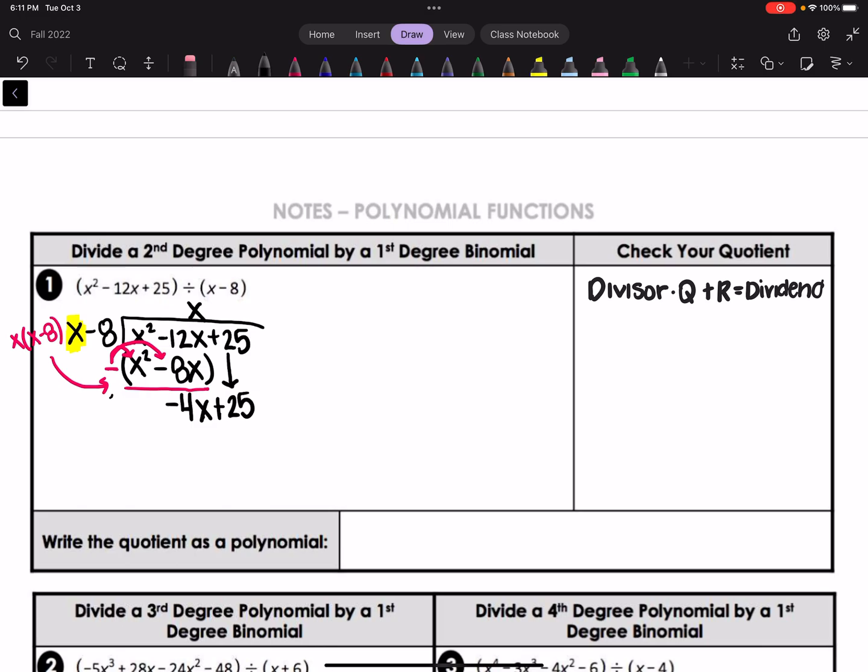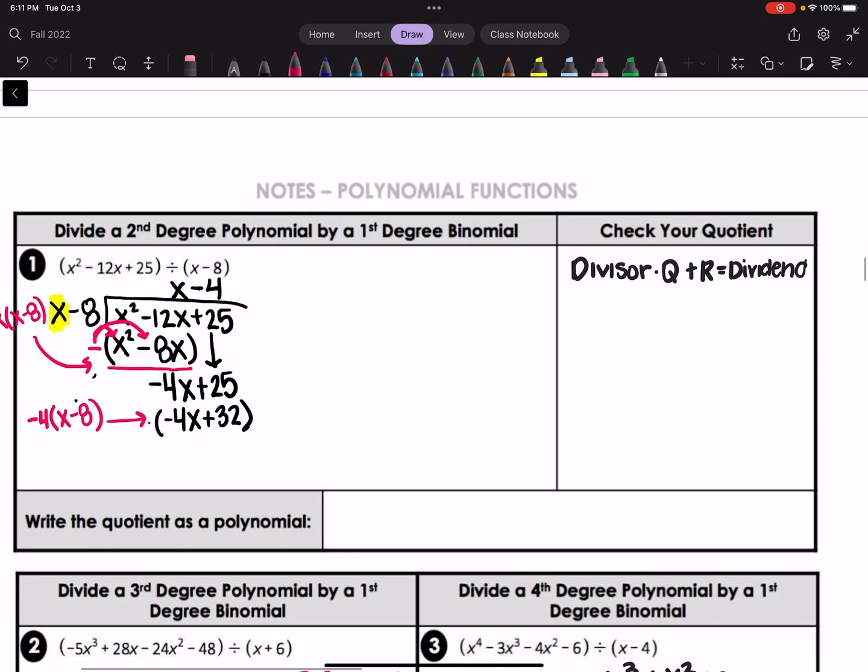I take my leading term in my divisor, which is x. I'm going to divide that into negative 4x, and I get negative 4. Then I take my negative 4 and multiply it by my x minus 8. So I get negative 4x plus 32. And again, I'll write that multiplication off to the side. So this is negative 4 times my divisor, which is x minus 8.